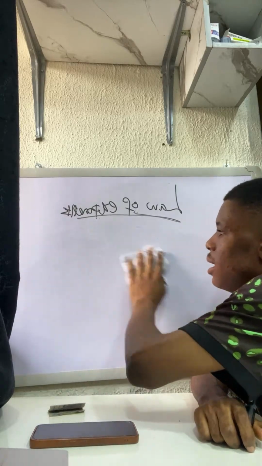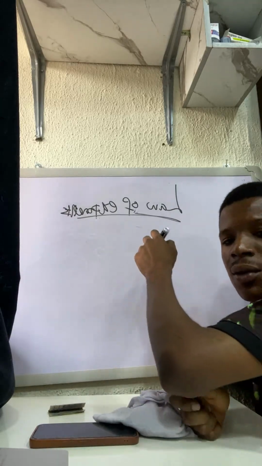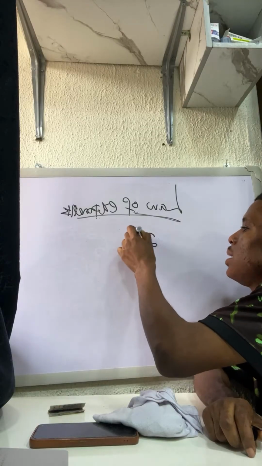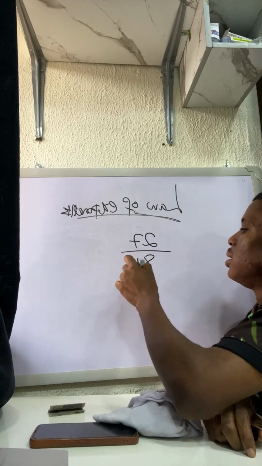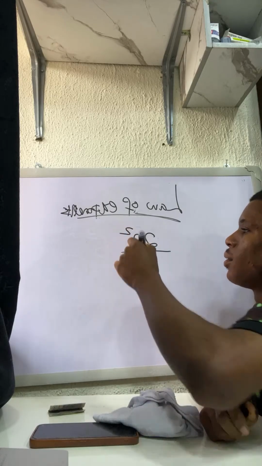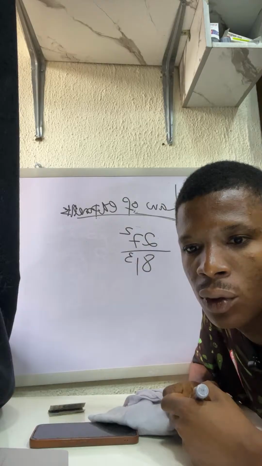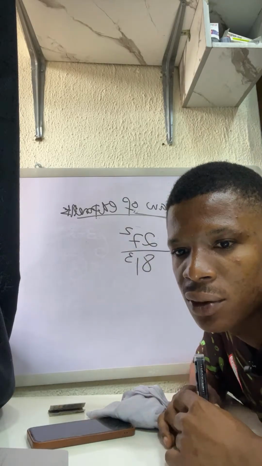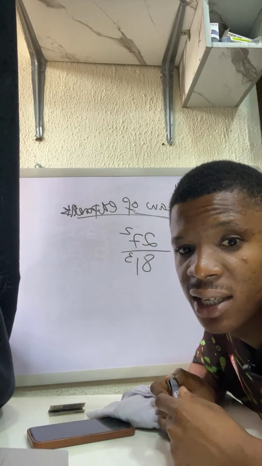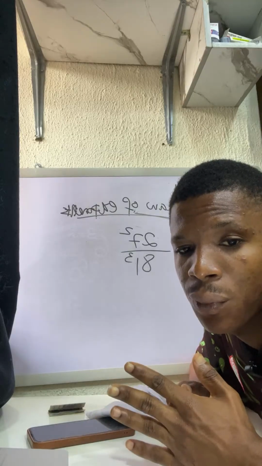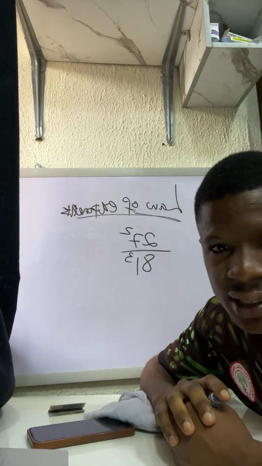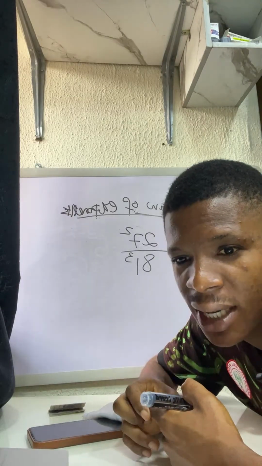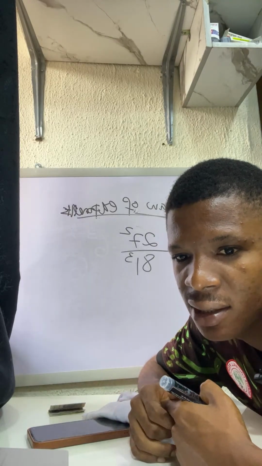Okay, that's the answer. Let's look at this tricky one. We have 27 cubed over 81 squared. We are told to solve this. How can we solve this? This is very, very simple. But the trick there is that they are not of the same base, but we can find a way to make them be on the same base.